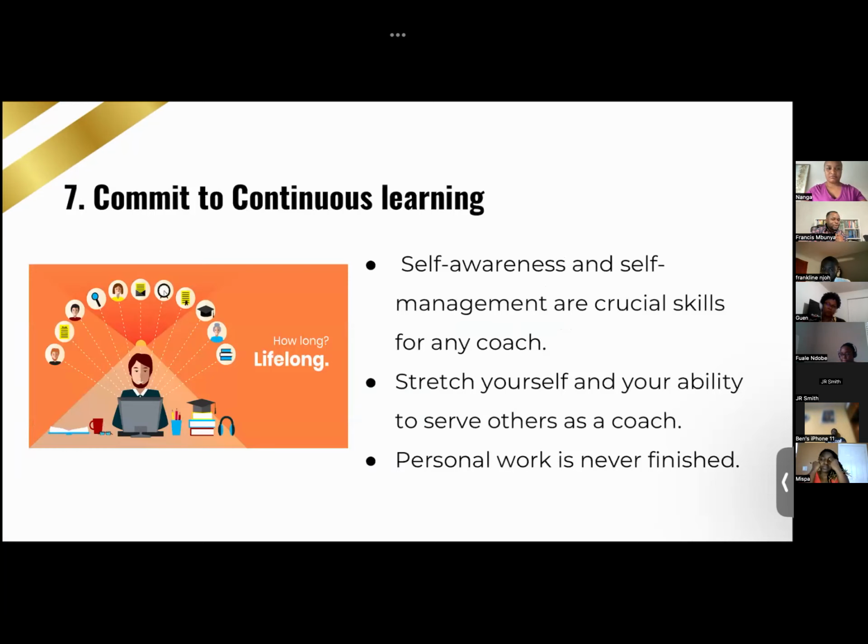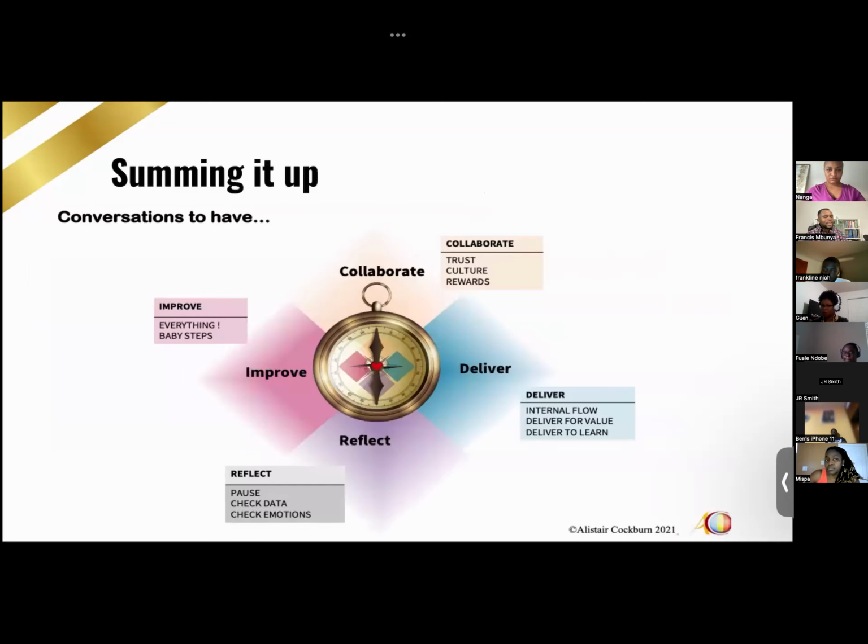The last point, continuous learning. Self-awareness, self-management, crucial skills. Don't be in a rush. Continuous learning. This afternoon, I was just going through story sizing, looking at what Kanban is, and trust me, I did learn a lot. I feel like I should go back and redo all my notes again. So there's no point where you outgrow learning. No way.